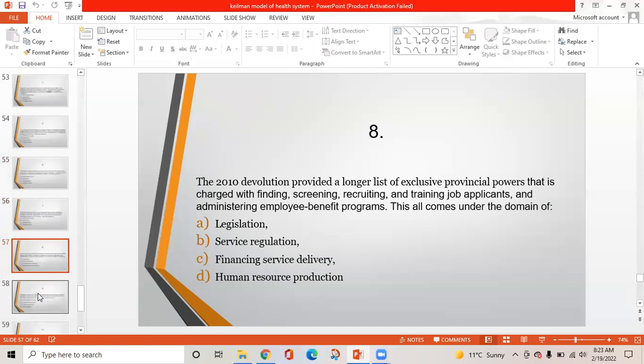Eighth MCQ. The 2010 devolution provided a longer list of exclusive provincial powers, that is, charged with finding, screening, recruiting, and training job applicants and administering employee benefit programs. This all comes under the domain of option A legislation, option B service regulation, option C financing service delivery, and option D human resource production.